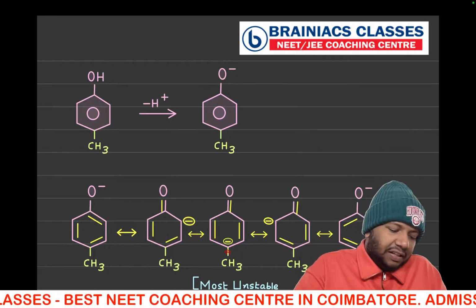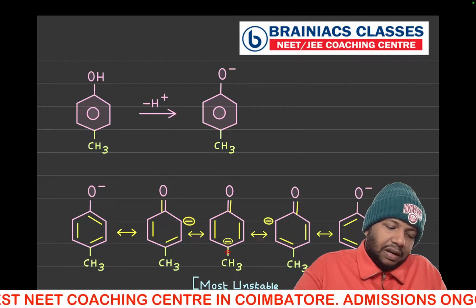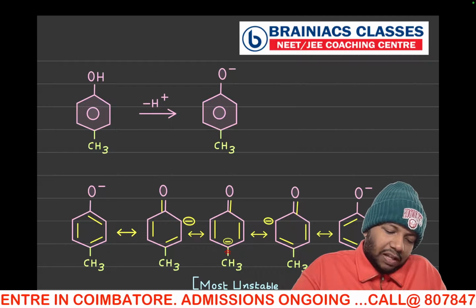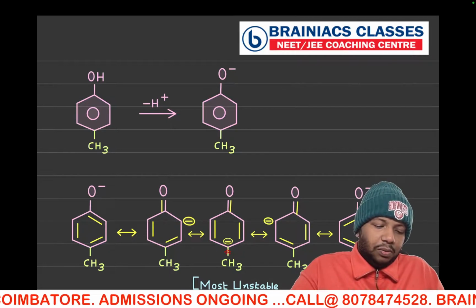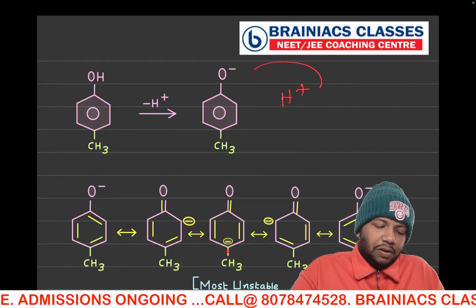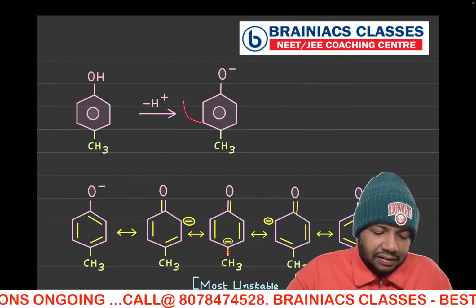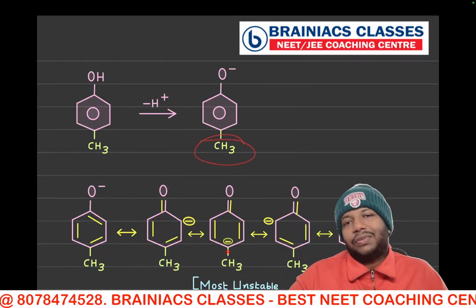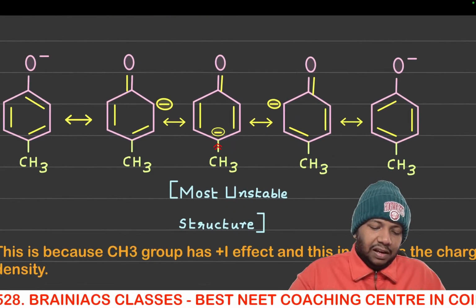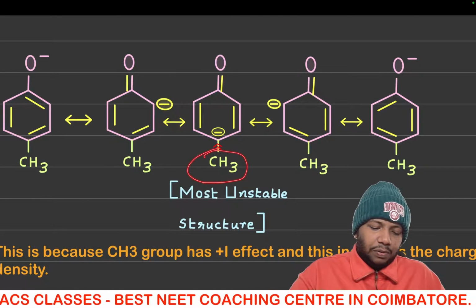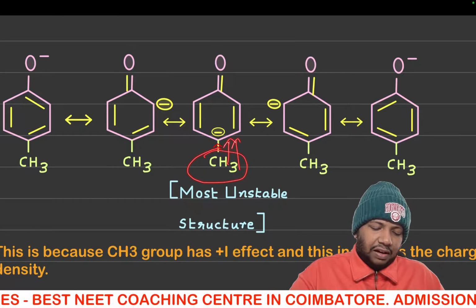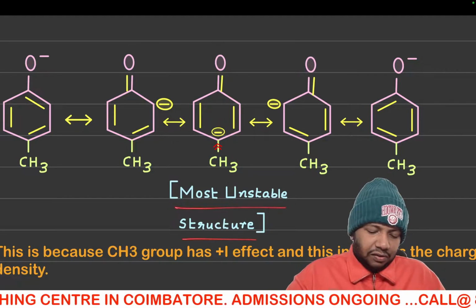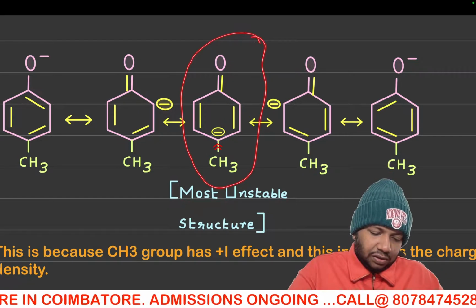If the charge density is increased, what will happen, sir? It will attract the H plus. So whatever H plus it has released, it will attract the H plus back very fast. So I can say this is even less acidic than phenol. Why? Because phenol doesn't have a CH3 group. You can see here in the resonating structures, the CH3 group is coming and this is pushing electrons in this direction so that the charge density is increased. This is the most unstable structure among all the resonating structures.